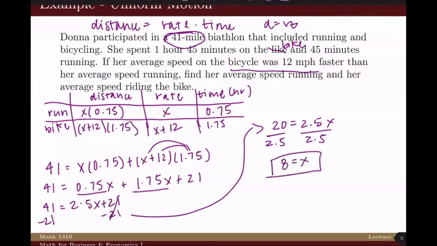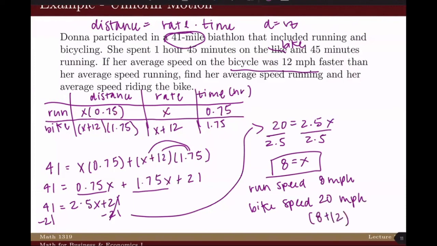So what that means is the running speed was 8 miles per hour, and that the biking speed was 20, or 8 plus 12, right?